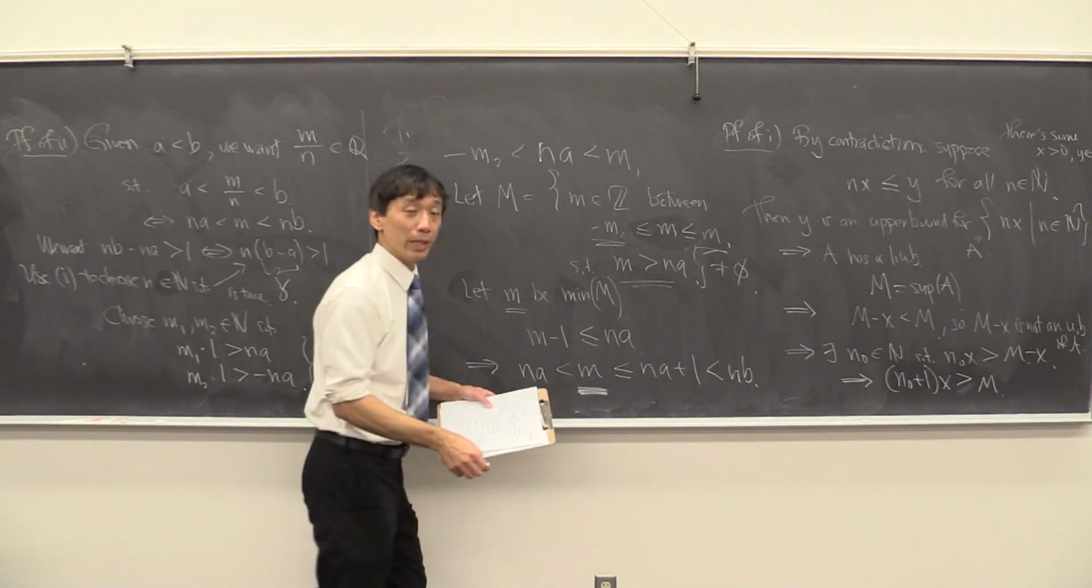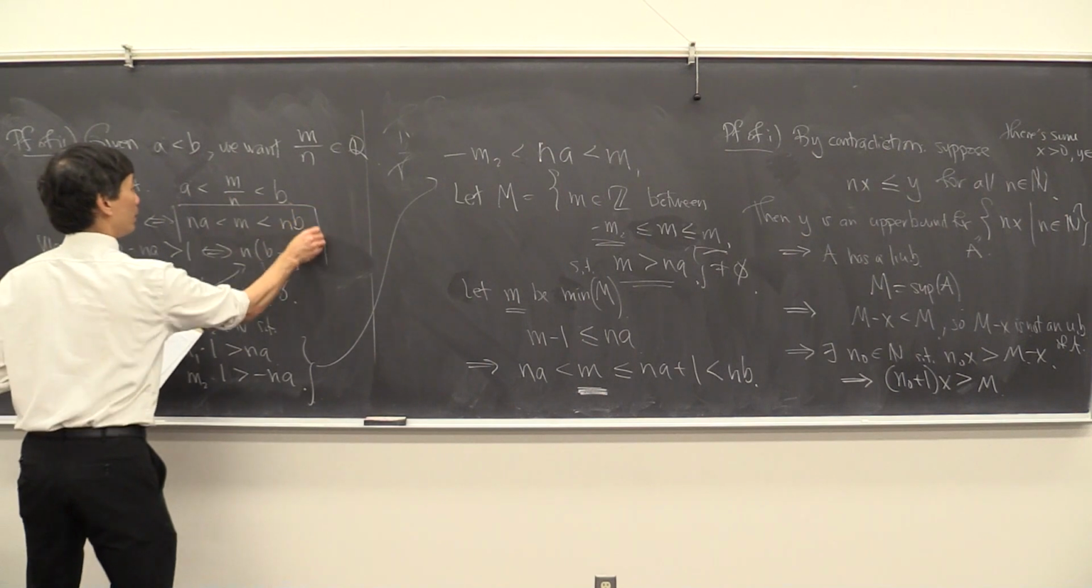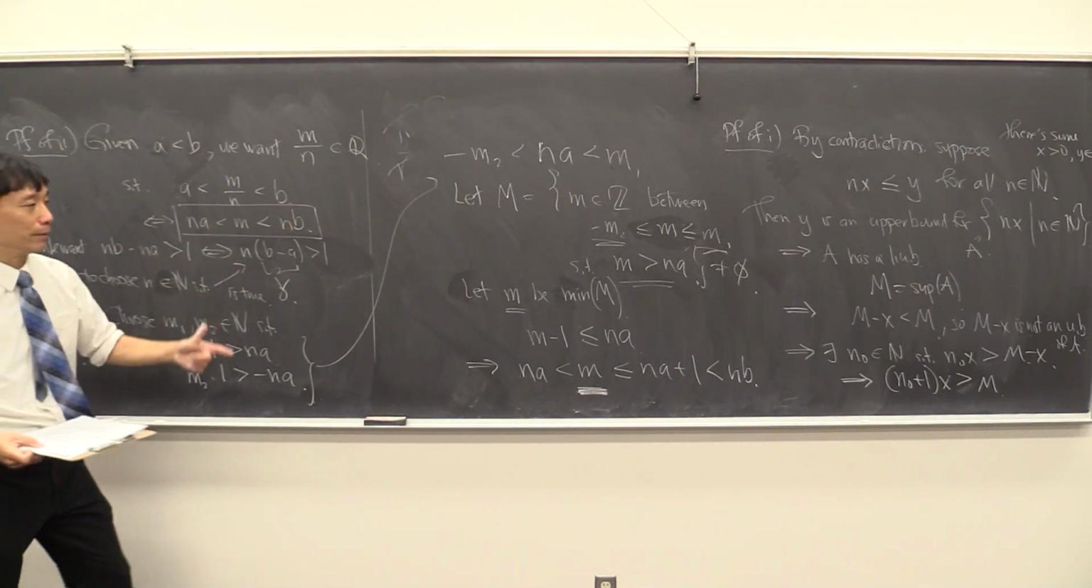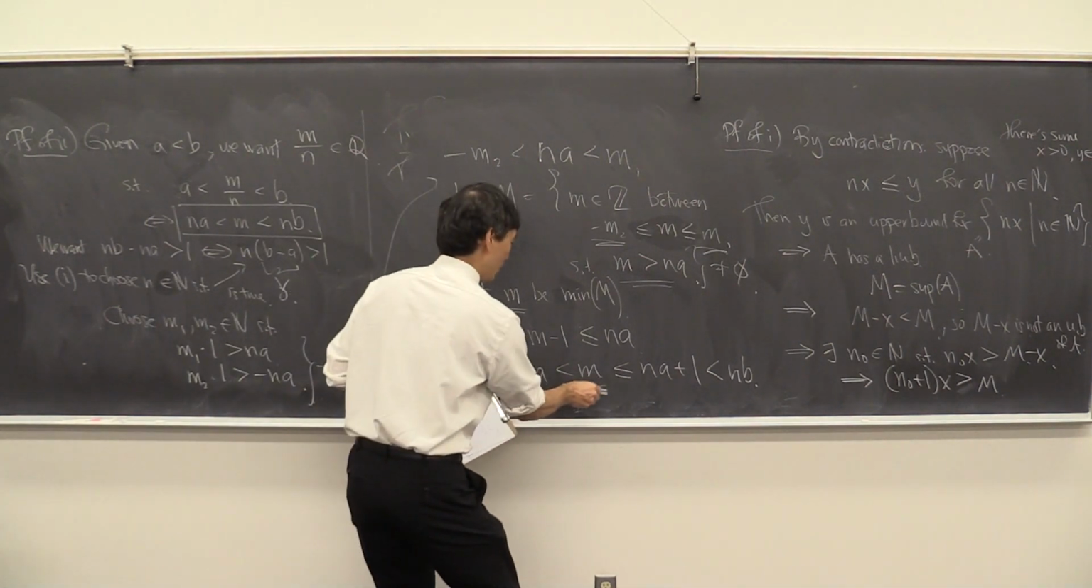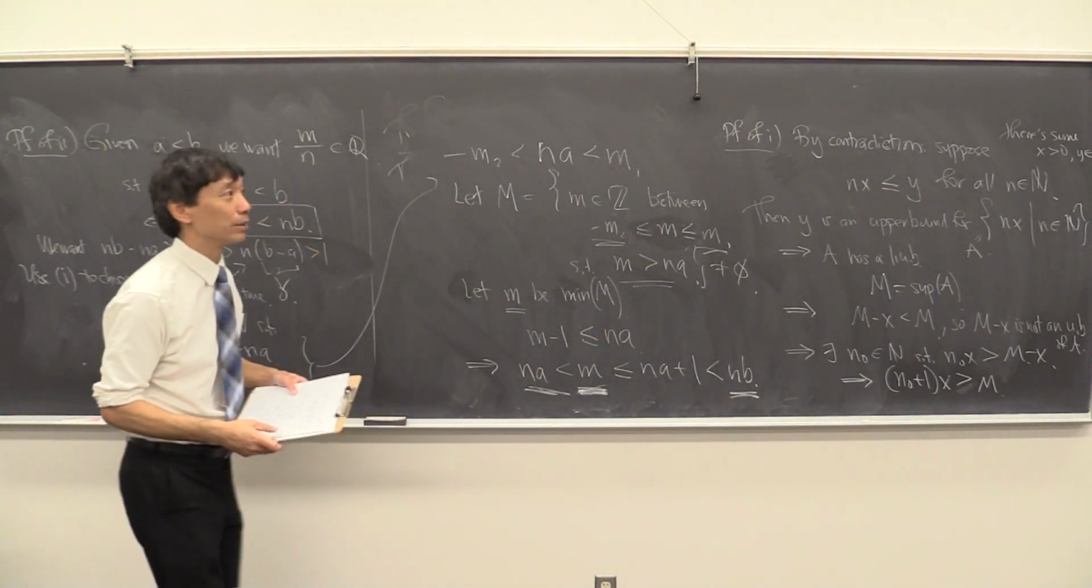That m satisfies what we needed. We needed m and n satisfying this relation, and we've got it. M is bigger than na, m is less than nb, and that's enough, guys.